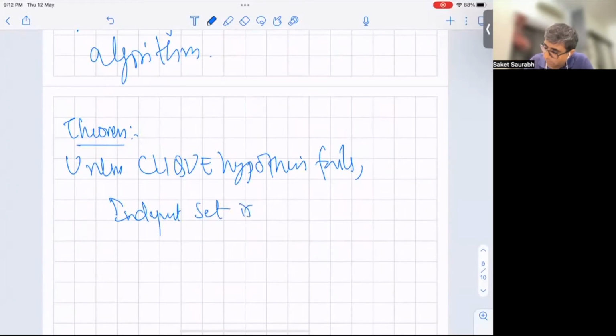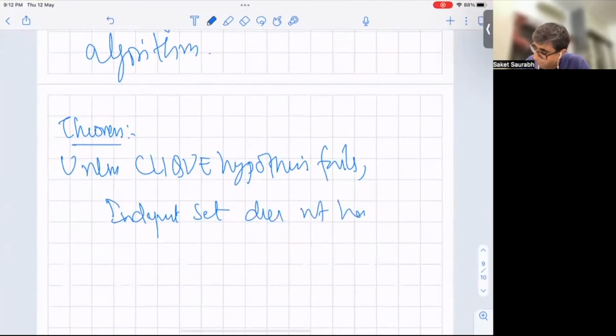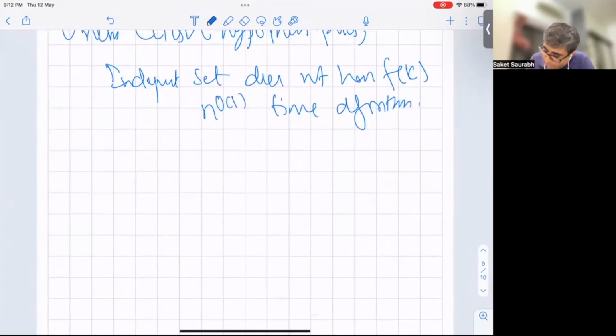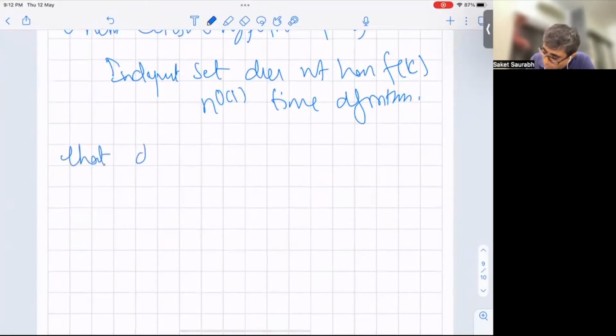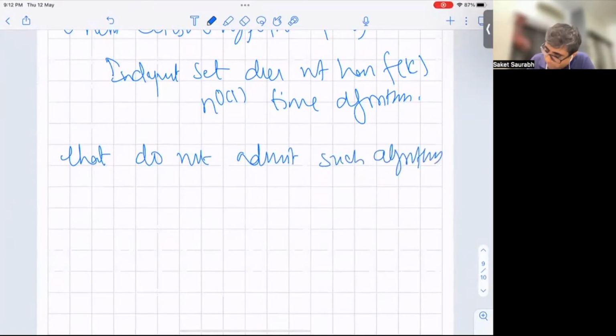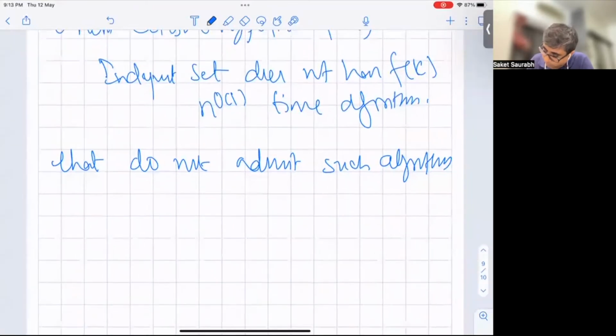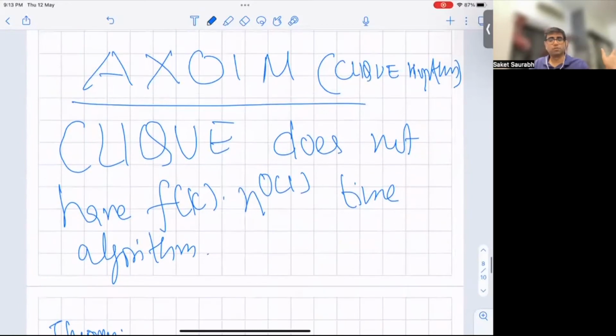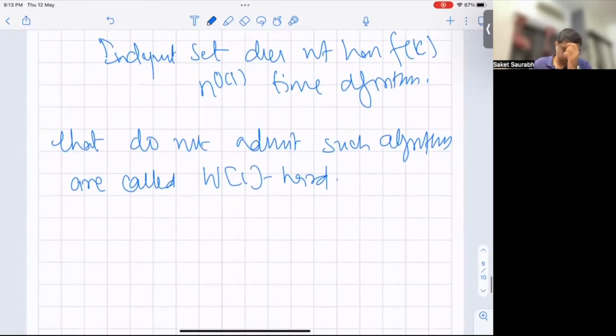independent set is not FPT, or does not have an f of k n to the power big 1 time algorithm. Problems in parameterized complexity that do not admit such algorithms are called W1-hard. And we are going to build the theory around the clique hypothesis. And this is all that we will do.